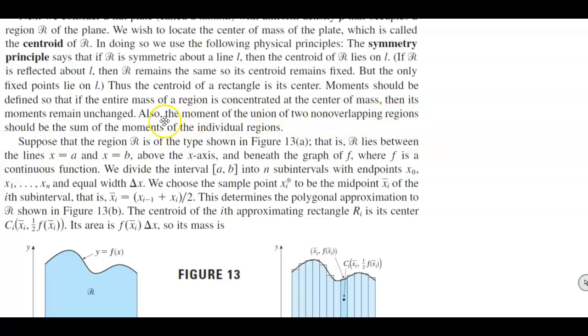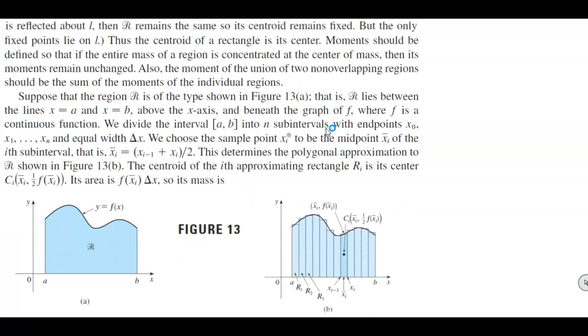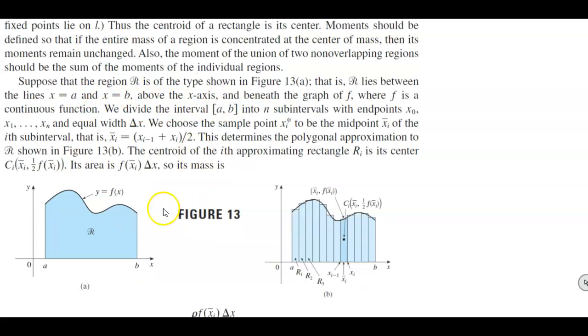Now, moments should be defined so that if the entire mass of a region is concentrated at the center of mass, then its moments remain unchanged. Also, the moment of the union of two non-overlapping regions should be the sum of the moments of the individual regions. Now, suppose that the region is of the type shown here in figure 13.